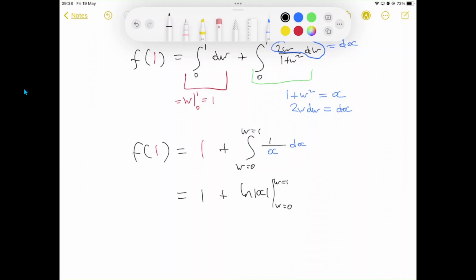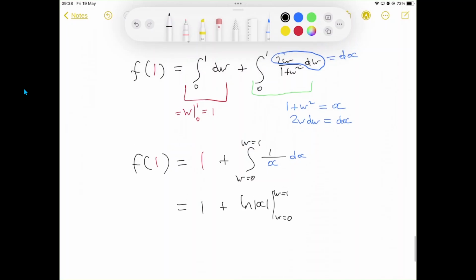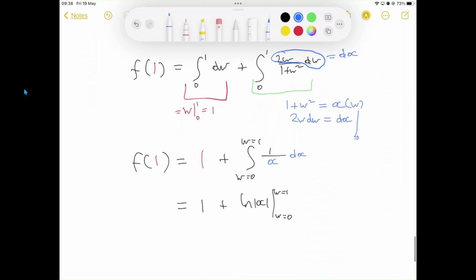And so what is that equal to? Well, if you change the limits from w to 1 for a second, let's write alpha as a function of w, why not? So if alpha of w is equal to 1 plus w squared, this implies that alpha of 0, so that's when w equals 0, is equal to 1 plus 0 squared, which is 1. And alpha of 1 is 1 plus 1 squared, which is 2. So our limits change from 0 to 1 into 1 to 2. So our limits are alpha is 1 to alpha is 2.